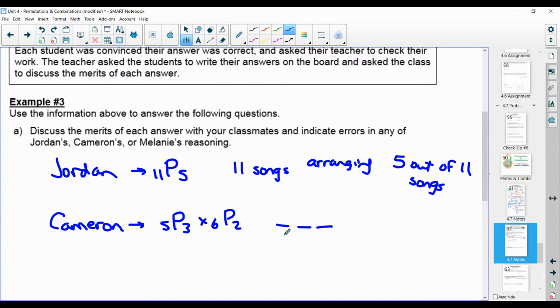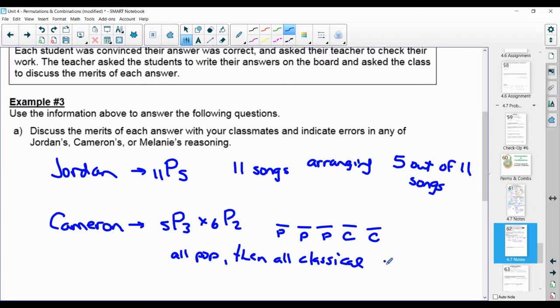So essentially what he's looking at is a pop song, and a pop song, and then a classical song and a classical song. Or we could have also arranged that as classical, classical, pop, pop, pop. But either way, he's looking at us doing all the pop songs together and all the classical songs together. So he's looking at all pop, then all classical, and vice versa. So again, he hasn't considered that we're selecting the songs and then we're arranging the songs.